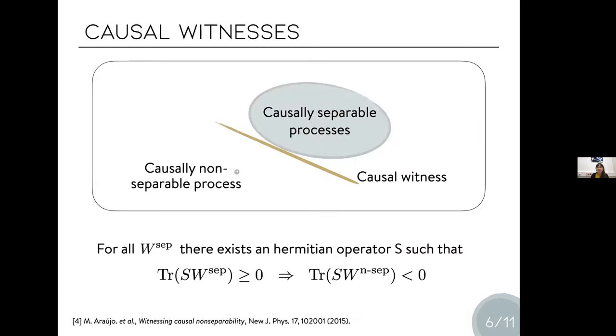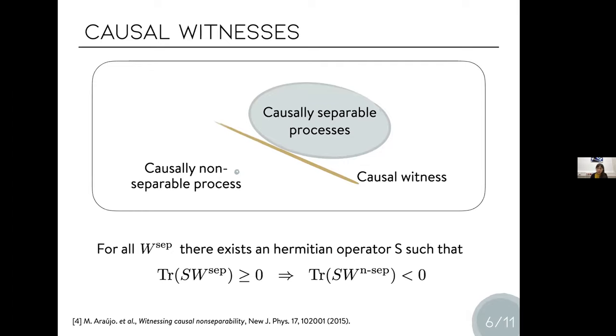Now, the first step we wanted to do experimentally was to build in a lab something that could be a quantum switch and prove experimentally that what we had built in a lab was indeed a quantum switch, so was indeed a causally non-separable process. So how to do that? How to prove that what you have done is a causally non-separable process?